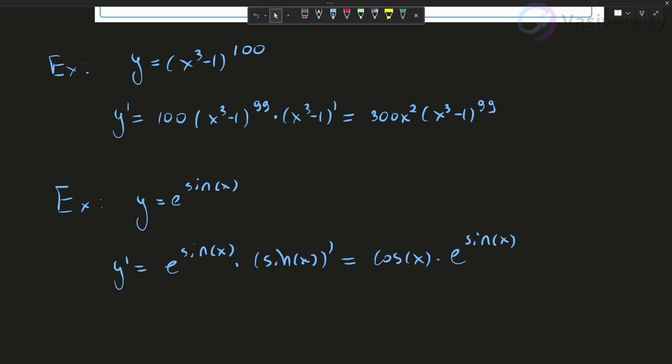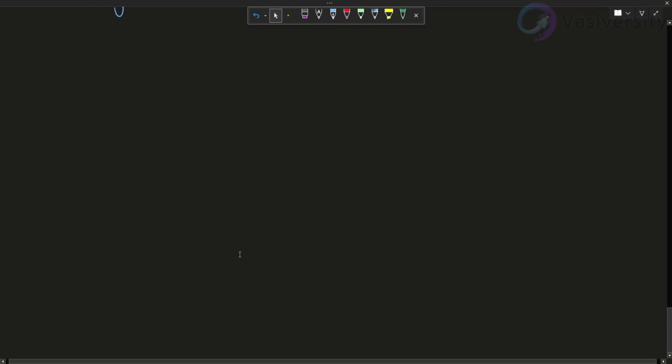Right? That one is okay. Now, how about this example?